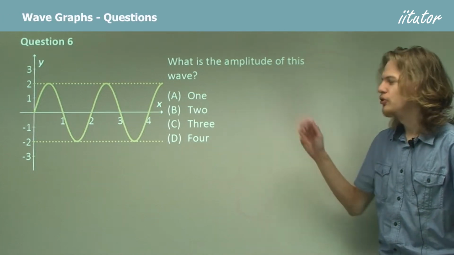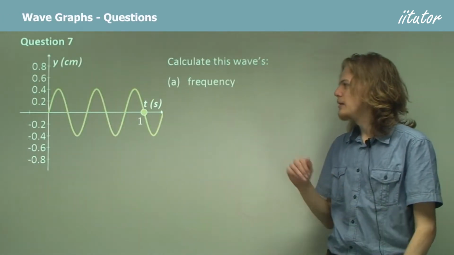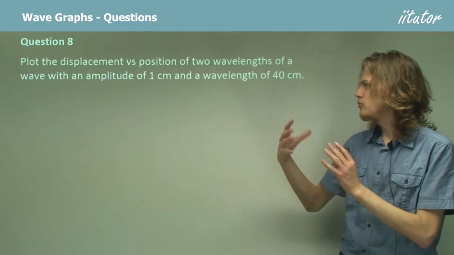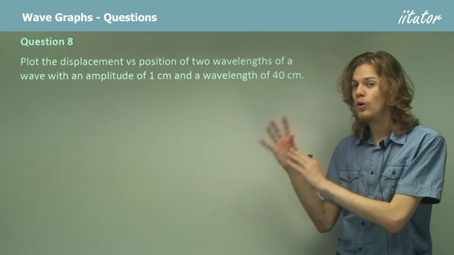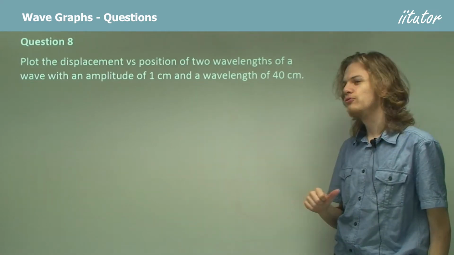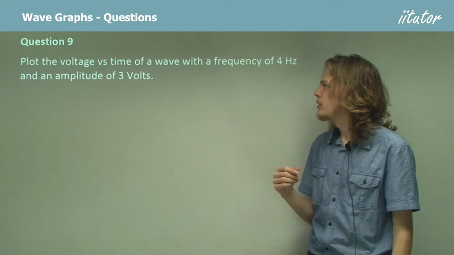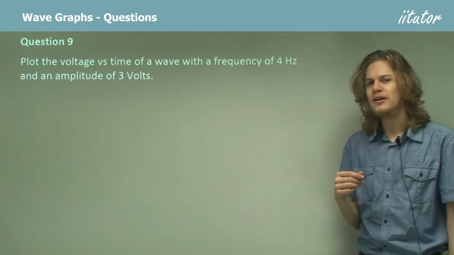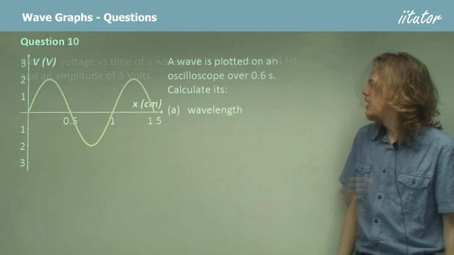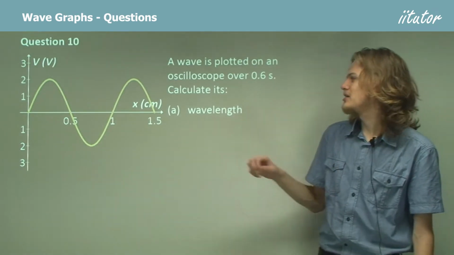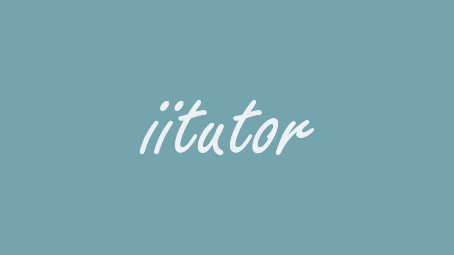What is the amplitude of this wave? Calculate this wave's frequency. Plot the displacement against position of two wavelengths of a wave with an amplitude of 1 centimeter and a wavelength of 40 centimeters. Plot the voltage against time of a wave with a frequency of 4 Hz and an amplitude of 3 volts. A wave is plotted on an oscilloscope over 0.6 seconds and produces a trace looking something like this.